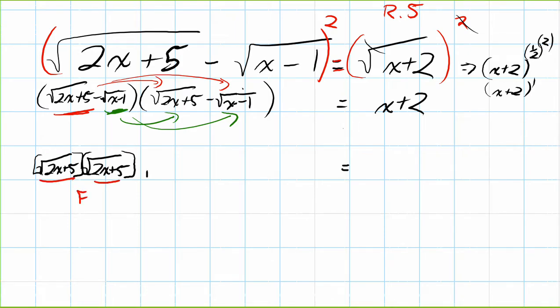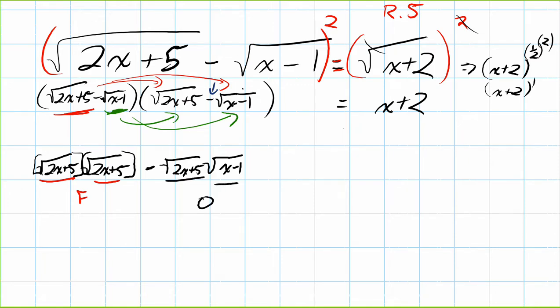And then we have the outside terms. This is the square root of 2x plus 5 times the square root of x minus 1. Now, the only thing is that's technically a negative, so I'm going to change the operation in front to a subtraction sign, just because it's a negative times a positive value. Are you okay with that idea? Okay. So those are the outside terms for our FOIL.